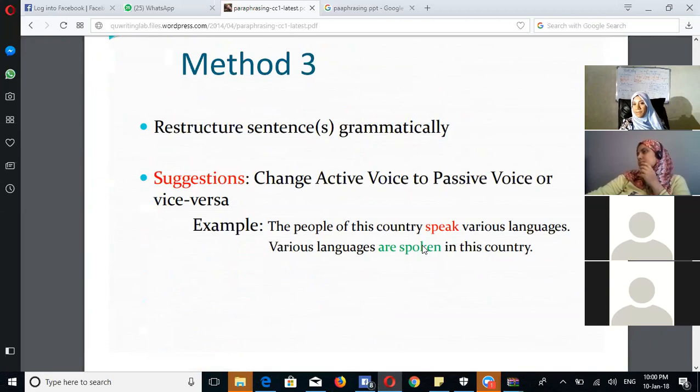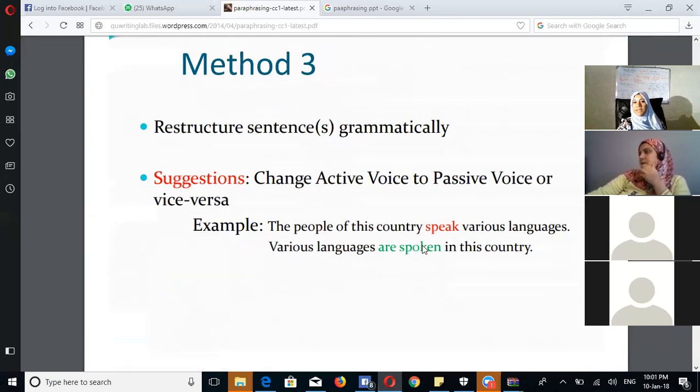Restructure the sentence grammatically. Let's see how. Osama, please read. Change active voice to passive voice or vice versa. Do you know what the meaning of vice versa is? The opposite. So vice versa means change passive into active. Example: The people of this country speak various languages. Various languages are spoken in this country.